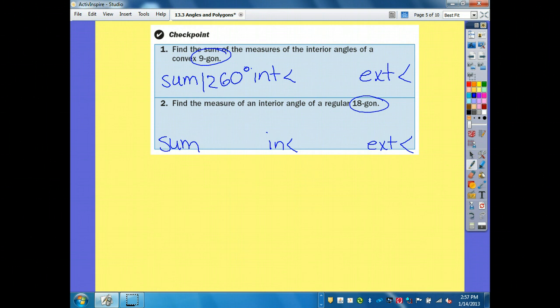Okay, 1,260 degrees. Agree? Okay, no debates. Pass it off to a boy, please.